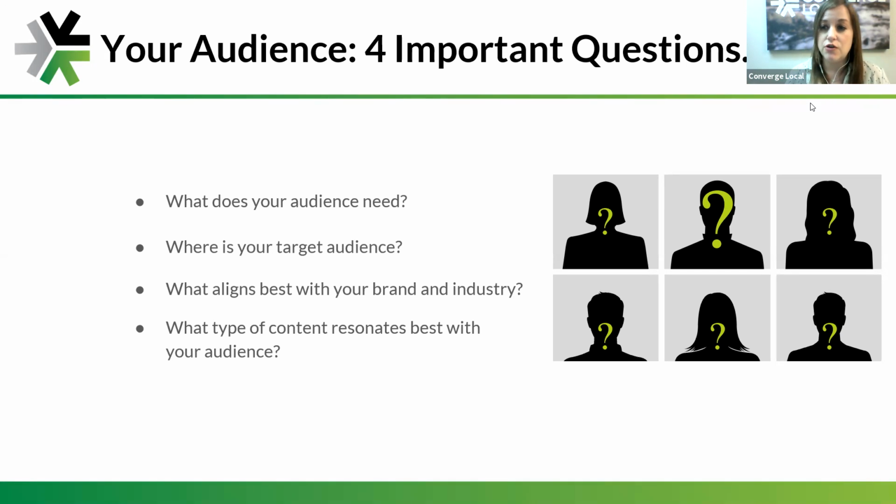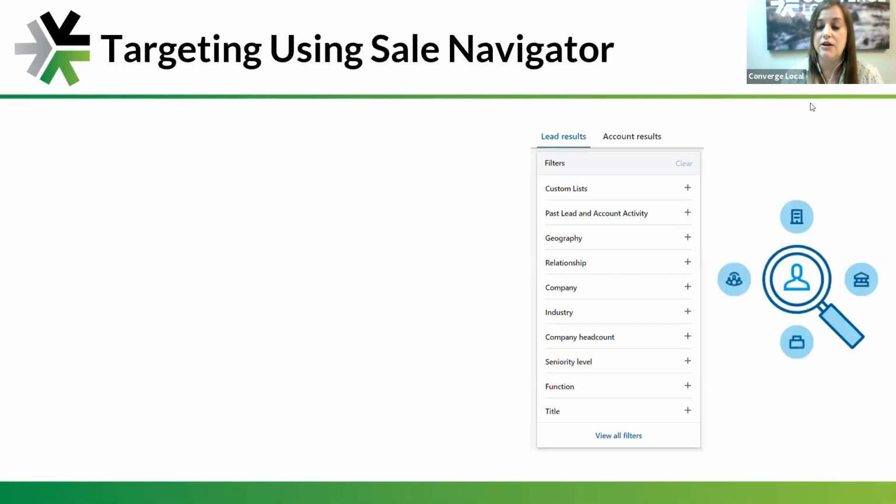So you want to make sure that you understand what your tone is in your own marketing. And then what content resonates best. And you're going to find that out through trial and error. So don't be afraid to try things so you can start gathering data of what people respond to and what they don't.